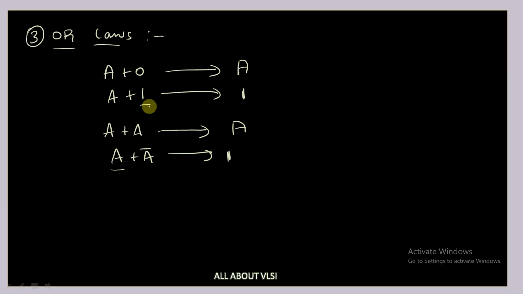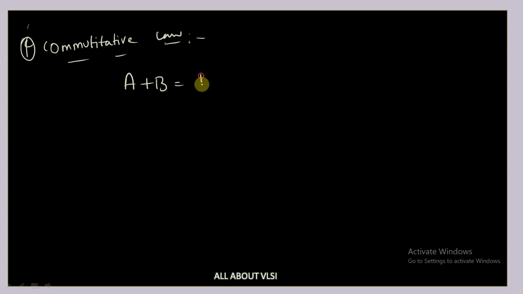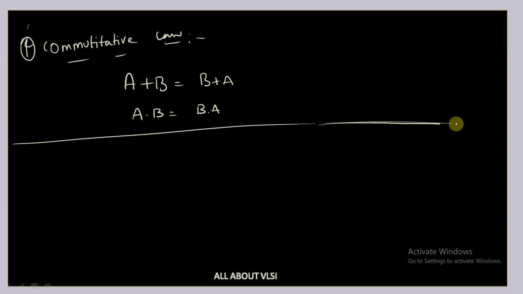Now, we have another type of law which is known as commutative law. It's a simple law only, no need to remember any names. This commutative law says that if we have two variables, then if you perform a plus b, you can reverse the order, that is b plus a. And if you perform a dot b, you can reverse the positions, b dot a. Then the resultant will be the same.